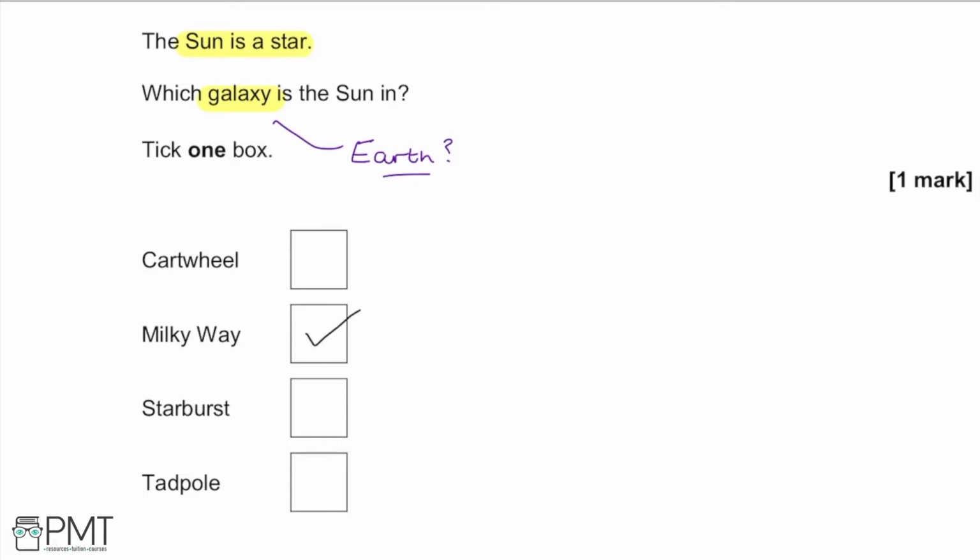You could probably work this out by deduction if you weren't 100% sure, as all of the other answers are quite different and maybe not what you'd expect it to be anyway. Sometimes it helps me just to think of the Milky Way chocolate bar and its packaging, kind of space related, just to help link back to the idea of space and our galaxy in this question.